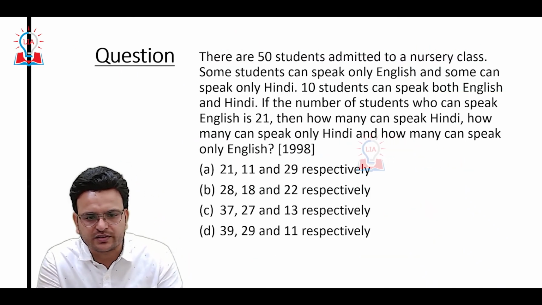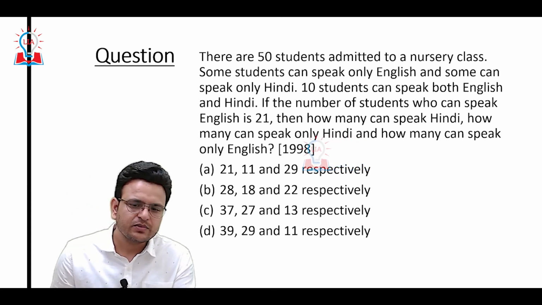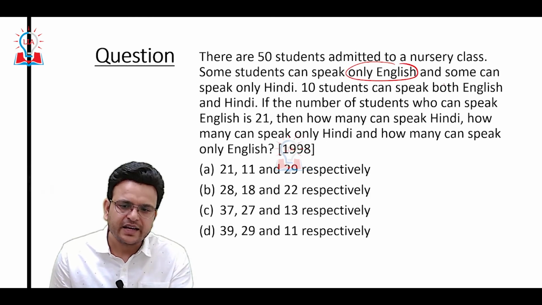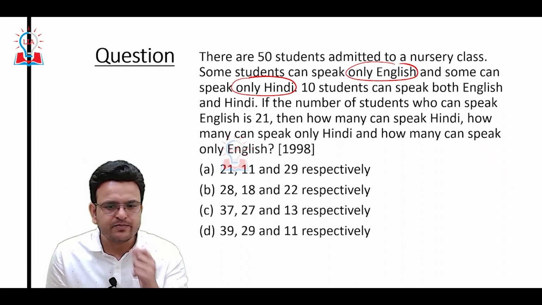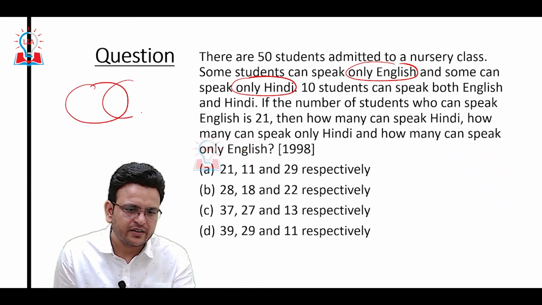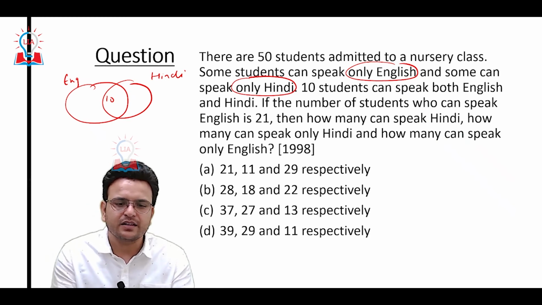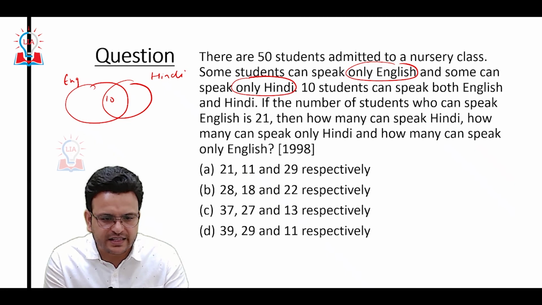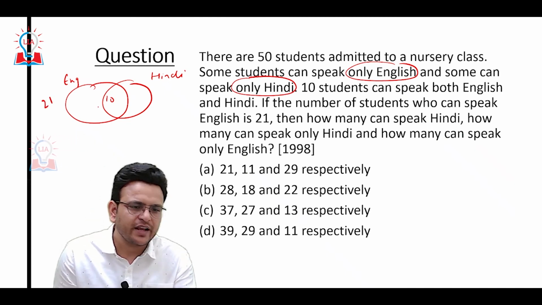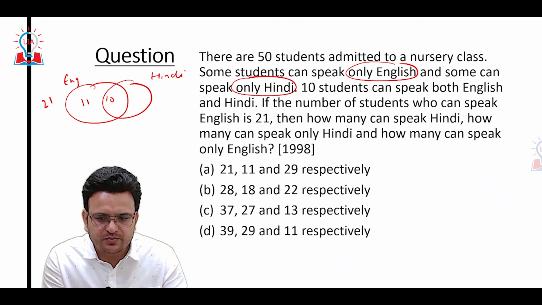See one more question. There are 50 students admitted to a nursery class. Some students can speak only English, some can speak only Hindi. Clear? 10 students can speak both the languages, English and Hindi. If the number of students who can speak English is 21, then only English is 11. Then how many can speak Hindi?